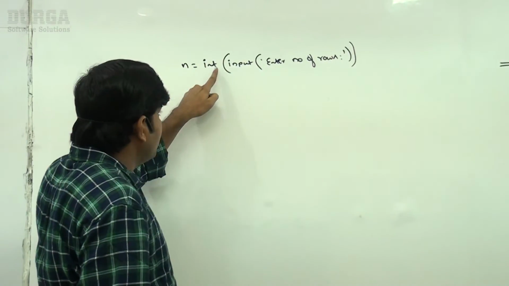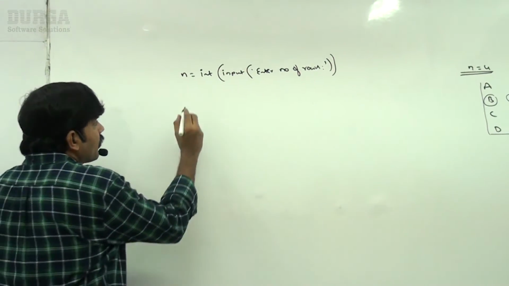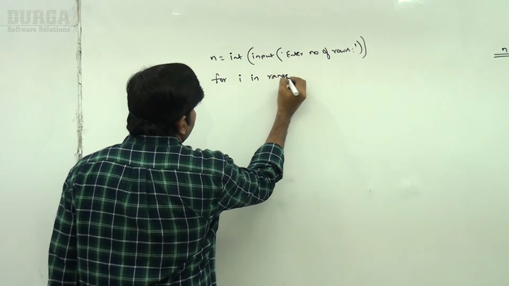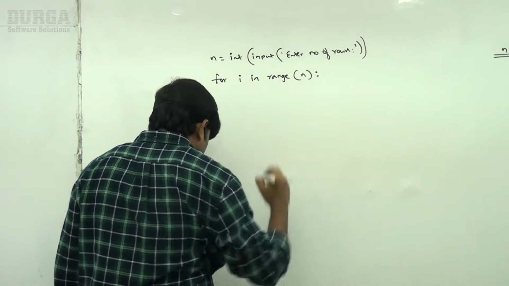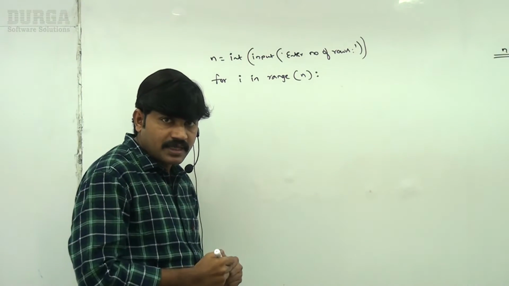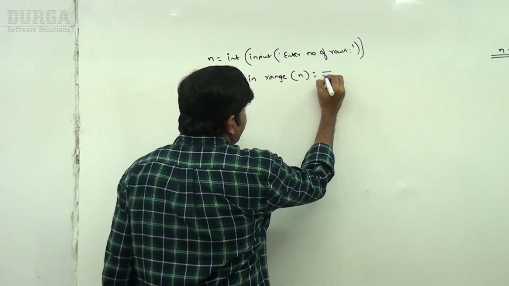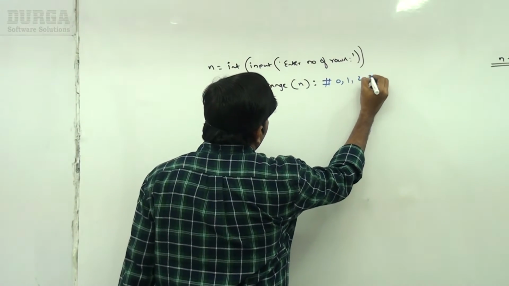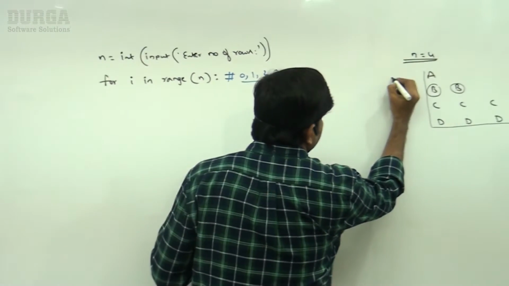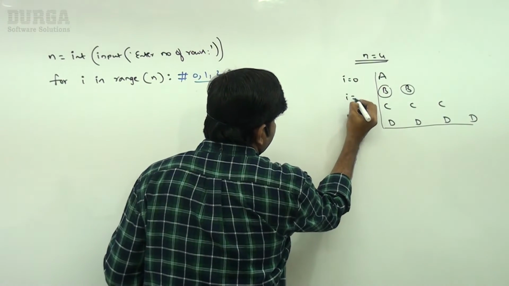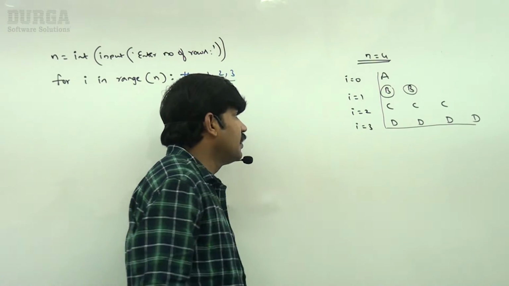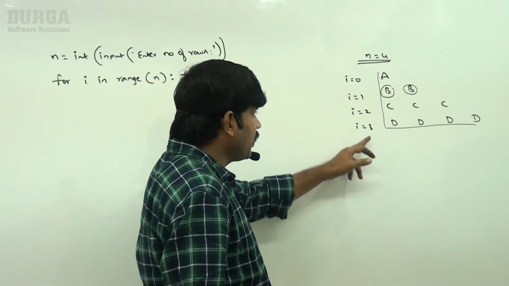n is equal to int of input, enter number of rows. For i in range of n. Now assume n value is 4, then i values are 0, 1, 2, 3. First time i is equal to 0, next time i is equal to 1, i is equal to 2, i is equal to 3. Total 0, 1, 2, 3.